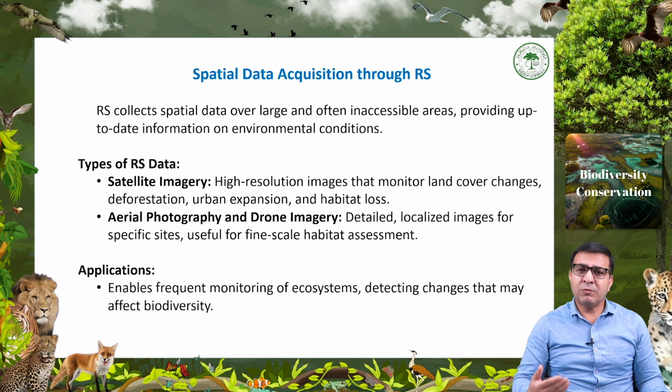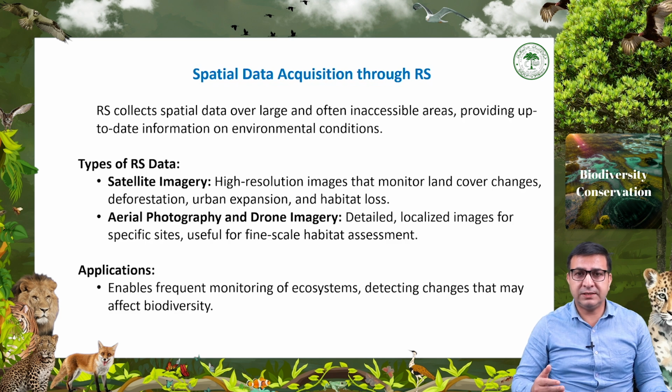Remote sensing allows the collection of spatial data over vast areas, even in remote or difficult to access regions. This makes RS a valuable tool in biodiversity conservation. The two main types of RS data are satellite imagery and drone imagery or aerial photography.